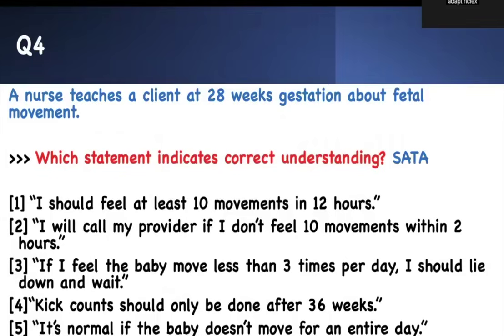Diastolic murmur is a pathological problem, and therefore number 4 is your right answer. This is talking about movement of the baby, and it's teaching a client at 28 weeks gestation about fetal movement. Which statement indicates correct understanding? What do you know about fetal movement? Concept you have to know.